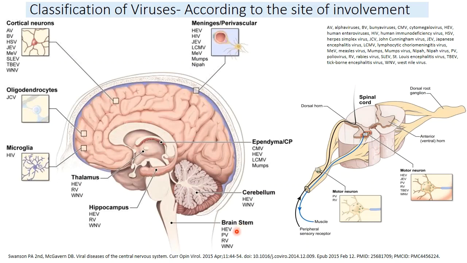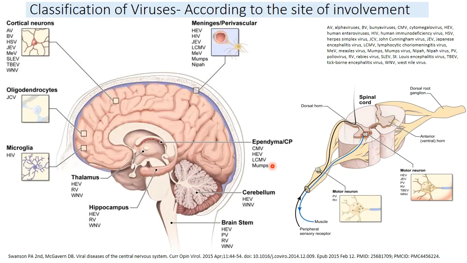affected by the poliovirus and the human enteroviruses, as well as the rabies virus. What about the ependyma? The ependyma, or the choroid plexus, is affected by the cytomegalovirus and the human enteroviruses, as well as the mumps virus.